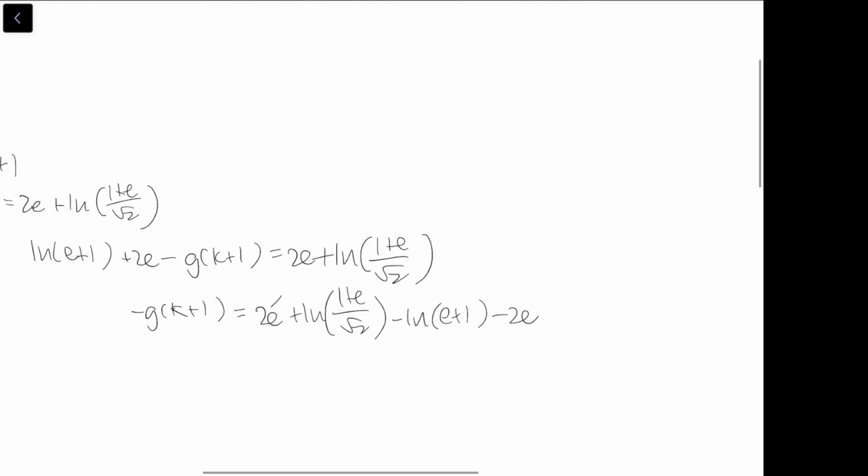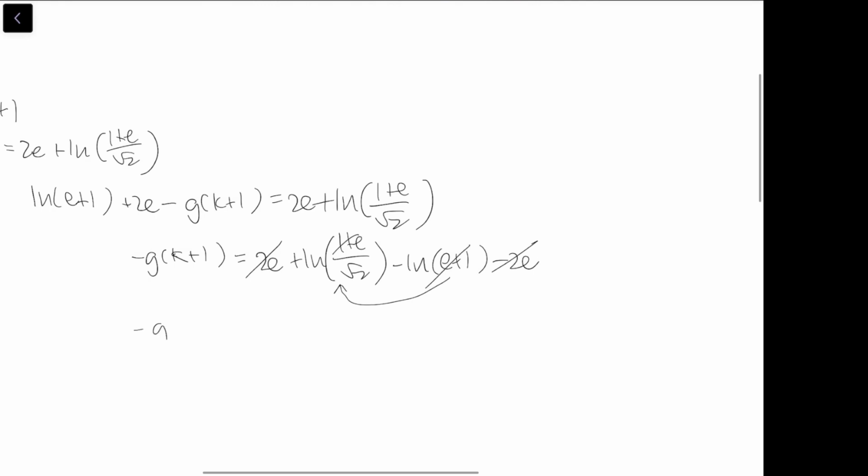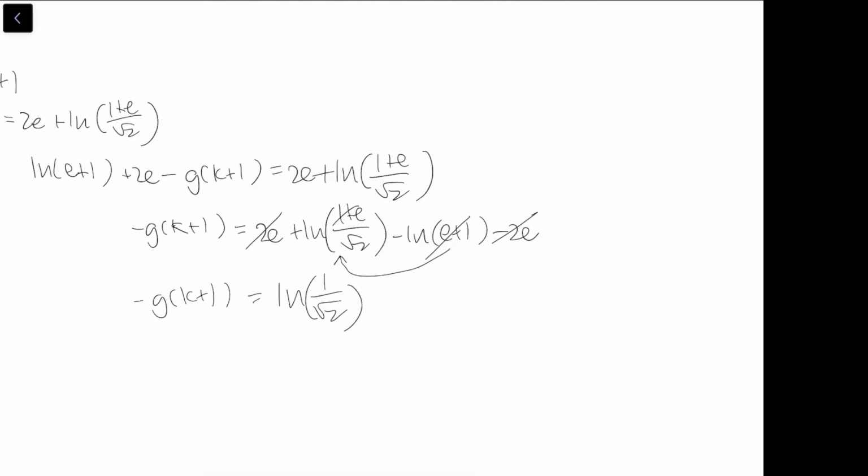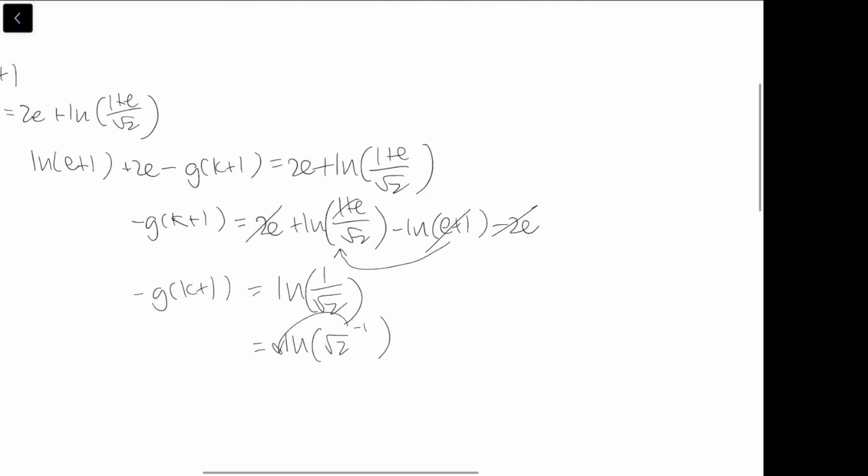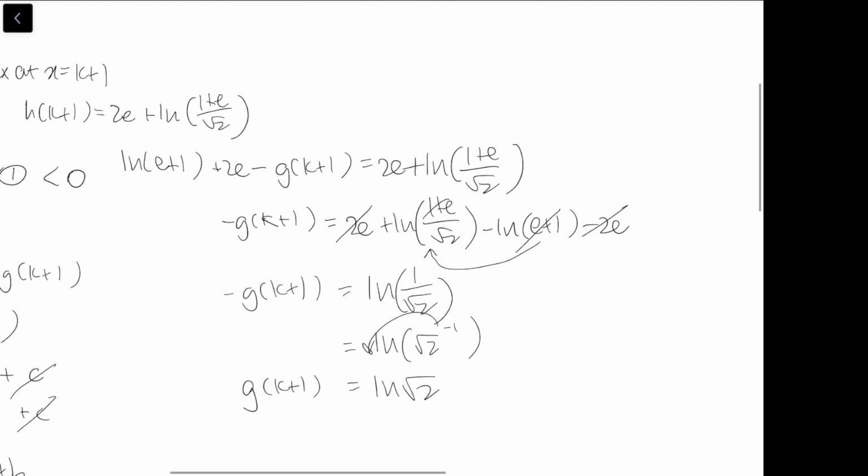So first of all, we can see these two cancel. And using the law of logs, this goes to the bottom, which means this and this cancel, which means g of k plus 1 is equal to ln 1 on root 2. And let's use the law of logs again to get ln root 2 to the negative first power, and that goes to the other side. So we have g of k plus 1 equals ln root 2. So this will become our third equation.